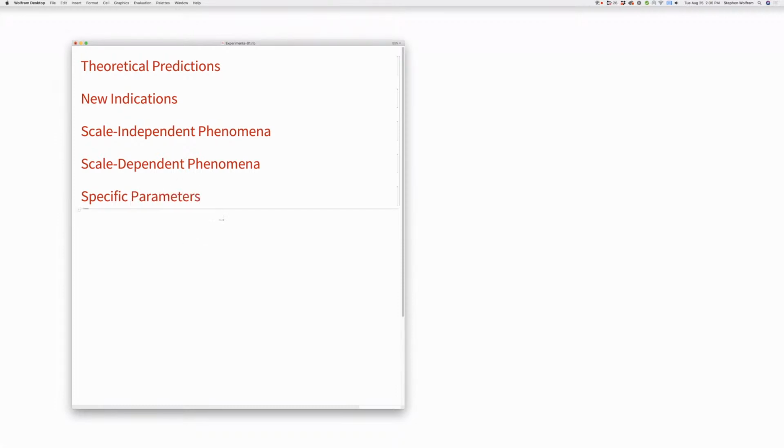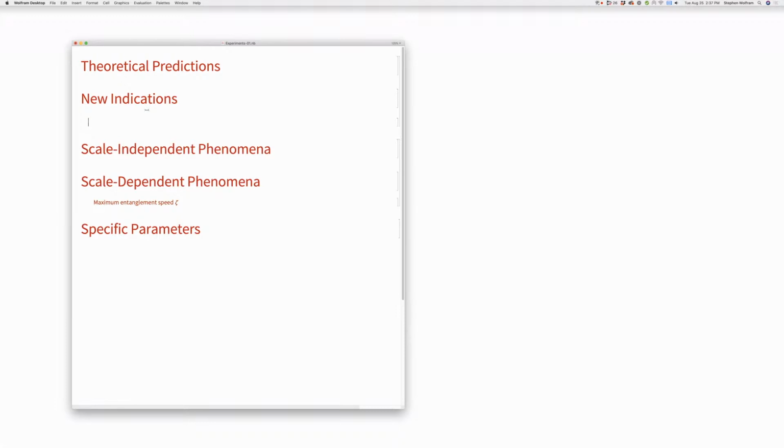So, for example, when it comes to scale-dependent phenomena, one major scale that we have to deal with is the maximum entanglement speed, which we don't know the value of. We have some estimates, but we don't have a good value for that. And that will determine a bunch of things. So maybe we should start listing a few bits and pieces that we kind of already know. So in terms of new indications, we've definitely got dimension change.